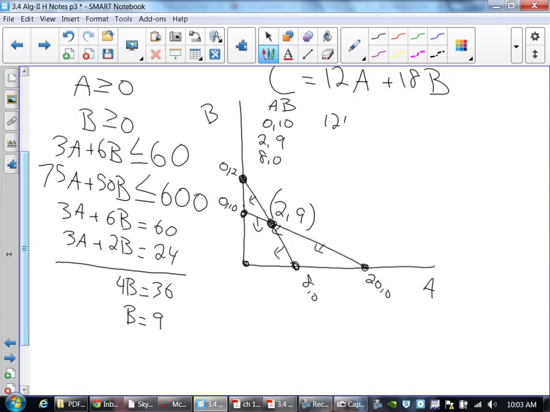So 12 times 0 plus 18 times 10. 12 times 2, 18 times 9. And 12 times 8, 18 times 0. Did you use 0, 0 as a point? No, just the 3. I know that's not going to maximize anything, because if I don't buy any cabinets, I can't store anything. Okay, so it's just the 3 that are actually relevant.